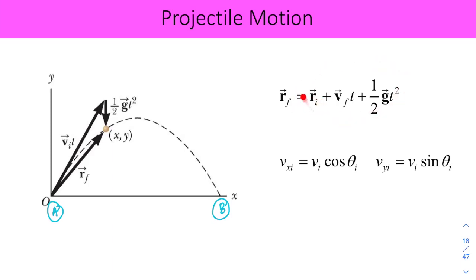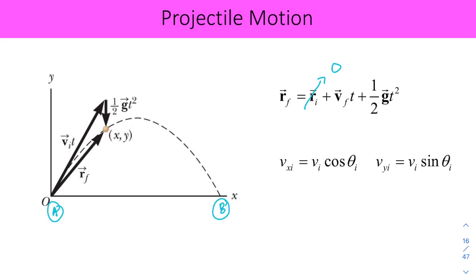In terms of drawing, what does this mean? In terms of vector drawing, your r final is actually the resultant of your r initial, which for this case is 0 because it's starting from the origin, referring to this figure, plus v t, plus half g t squared. This is supposed to be v t. Okay, this is v t, right?